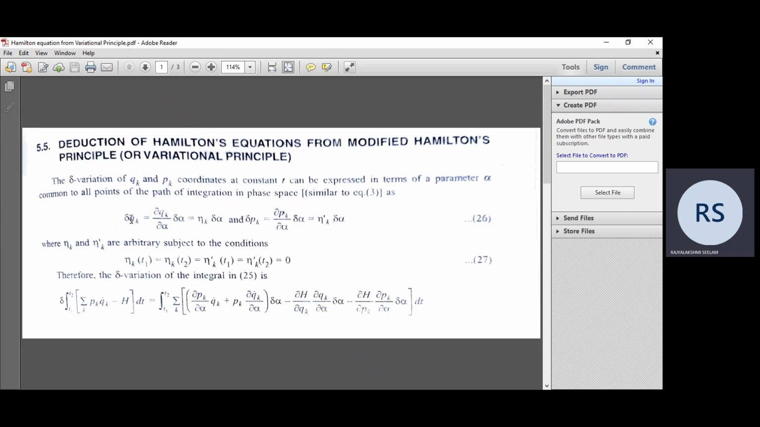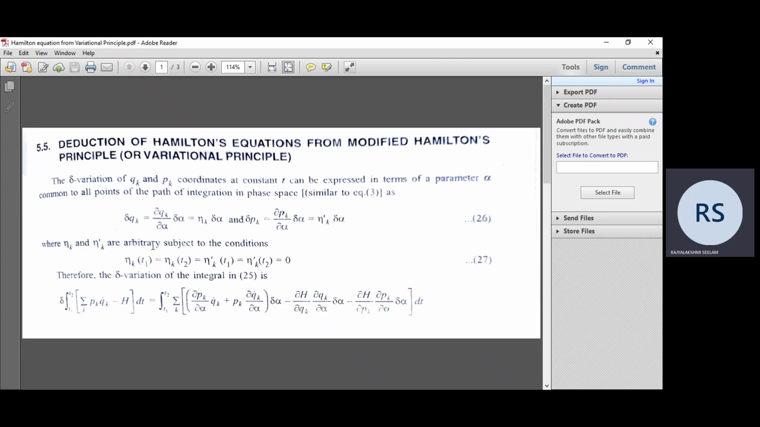So delta qk equals, we are replacing y with qk. So delta qk equals dou qk by dou alpha into delta alpha, which equals eta k delta alpha. And for another coordinate, delta variation of pk, delta pk equals dou pk by dou alpha delta alpha, which equals eta dash k into delta alpha. So this is the equation, and here we have eta k, eta dash k. These two are arbitrary.